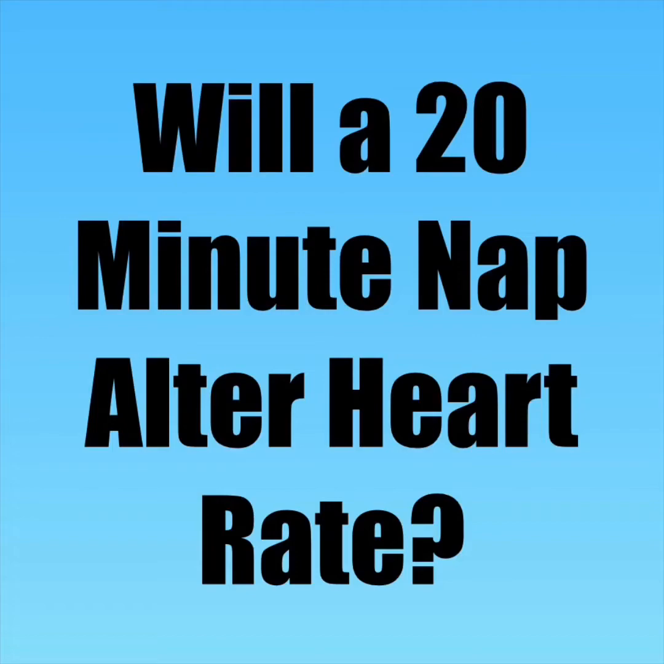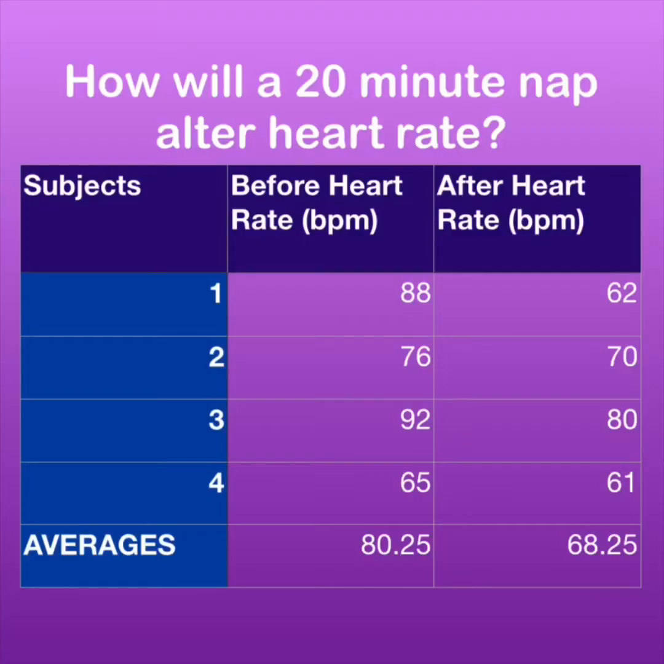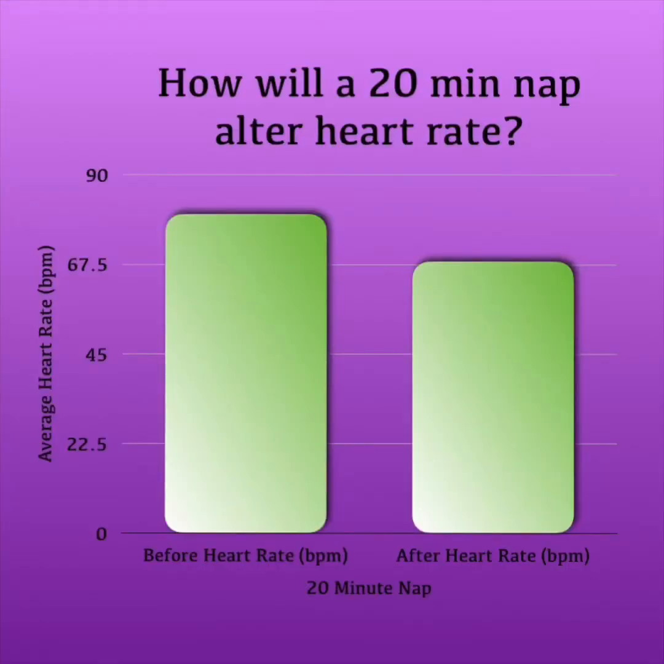Will a 20-minute nap alter heart rate? This investigation was completed, and here are the results. On average, the before heart rate was around 80 beats per minute. And then after a 20-minute nap, it decreased and dropped down to around 68 beats per minute. So we definitely saw a decrease in heart rate. You can also see it on this graph here. You're going to use the data table and graph from your investigation to write your conclusion.